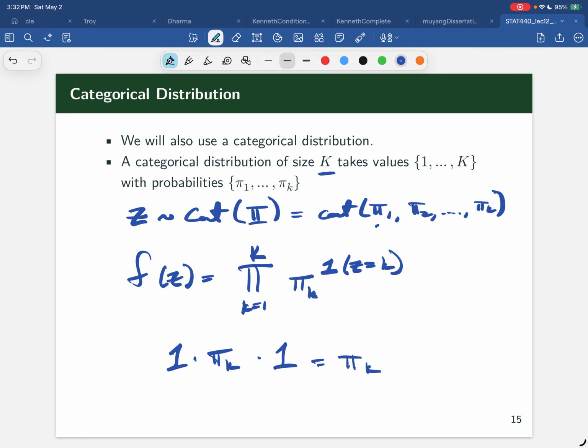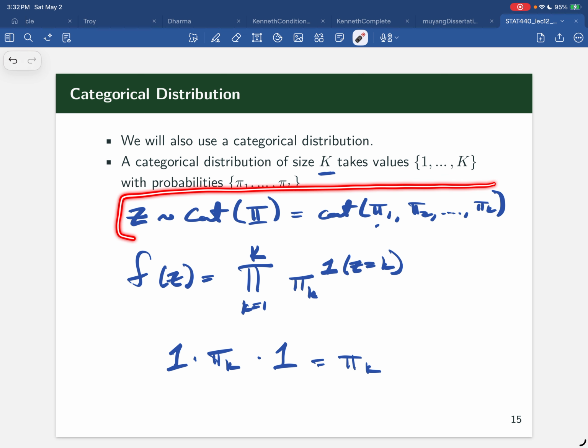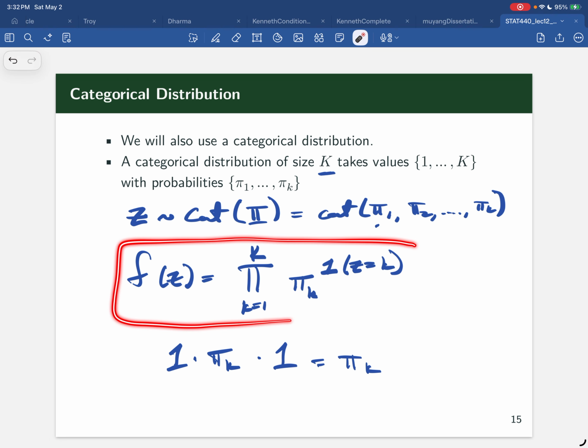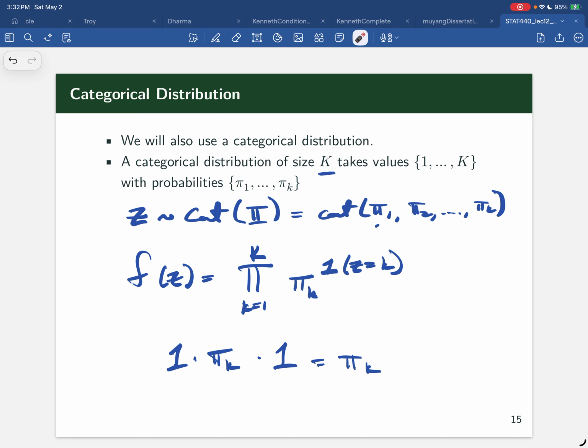I think the tricky thing about this categorical variable, when I explained it up here, it probably made sense. This guy takes a value of 3 with the probability pi 3. This looks complicated, but all it does is return the probability that is described up here. Okay.